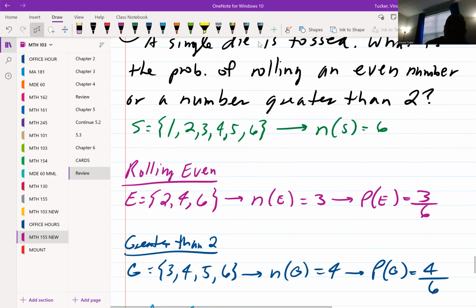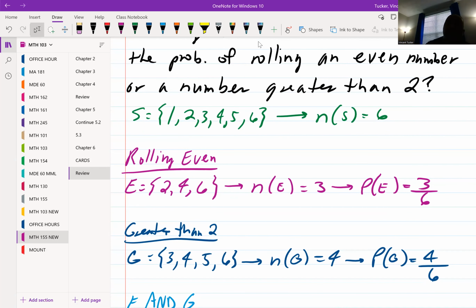All right. So now we have to be careful here. If we were to add these two probabilities together, that would give us 7/6, which would be a probability that's greater than 1. If you remember, our probability is supposed to be between 0 and 1. So we know something's going on here.